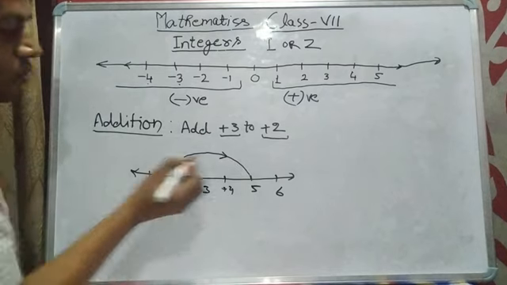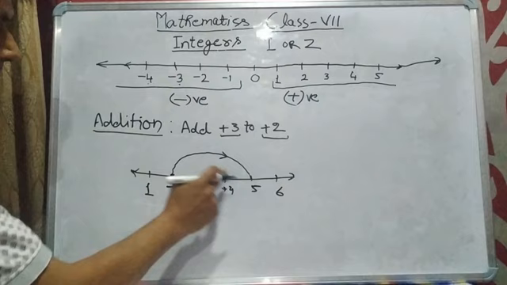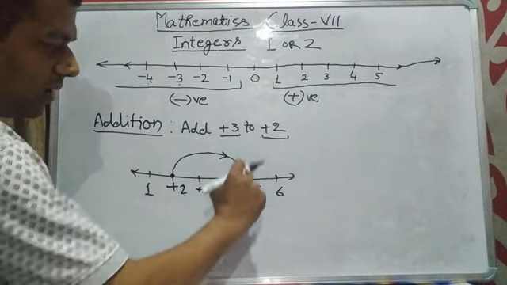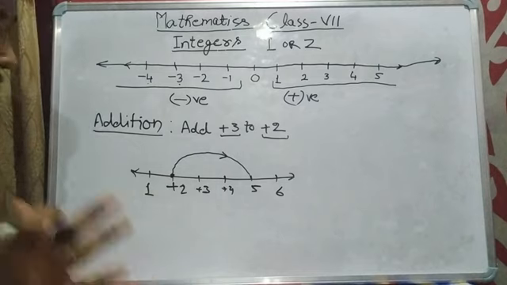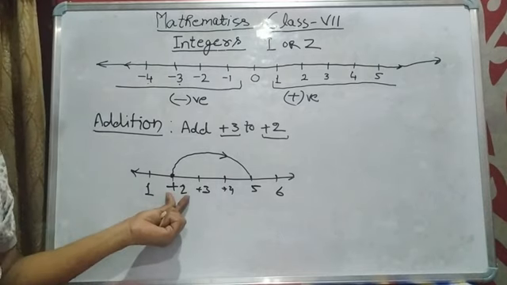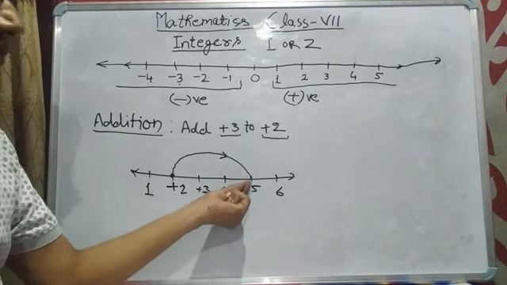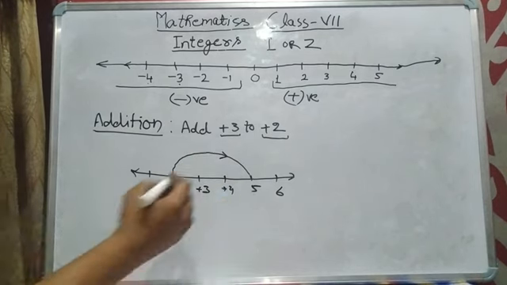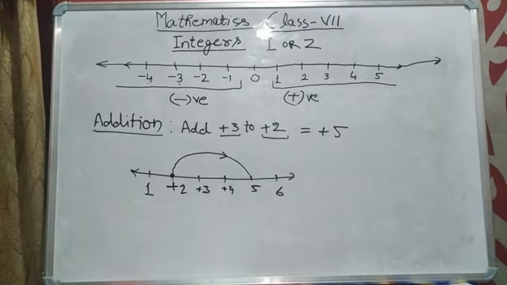And the arrow should be like this, or you can make a rectangle. The arrow should be like this, so that it is clear that we are starting with plus 2 and adding 3 steps, 1, 2, 3. The result is 5. Directly we can write plus 5.